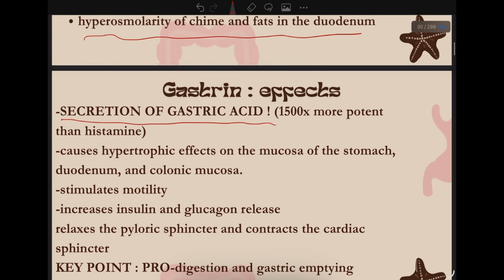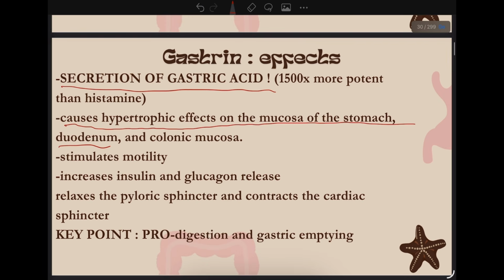The other thing that you also should keep in mind and never forget, it causes hypertrophic effects on the mucosa of the stomach. So it causes overgrowth of the stomach mucosa, okay? And the duodenum and so on. But just know this, because there are a lot of questions about it. Of course, it stimulates motility of the stomach. Why? Because, as we said, it wants to digest and empty the stomach from food.